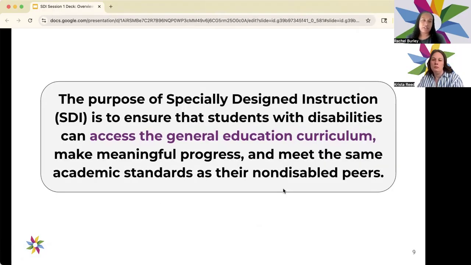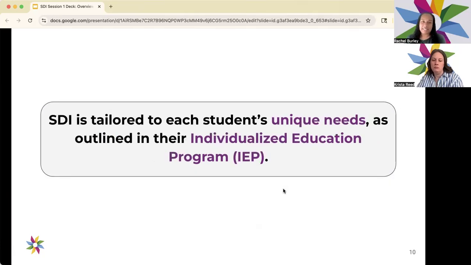We want to reiterate here that the purpose of SDI is to ensure that students with disabilities can access the general education curriculum and make meaningful progress and meet the same academic standards as their non-disabled peers. So this is really the how. So SDI is tailored to each student's unique needs as outlined in their individualized education program or in their IEP.